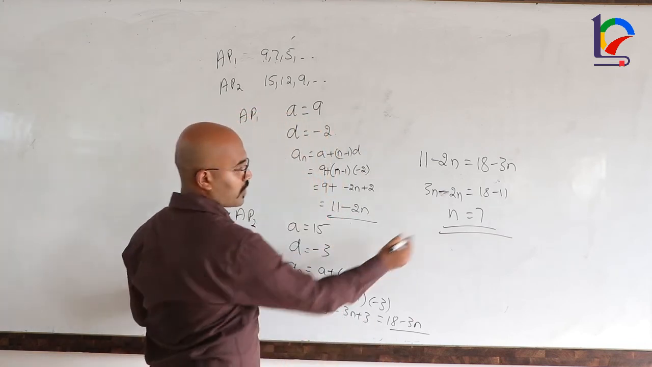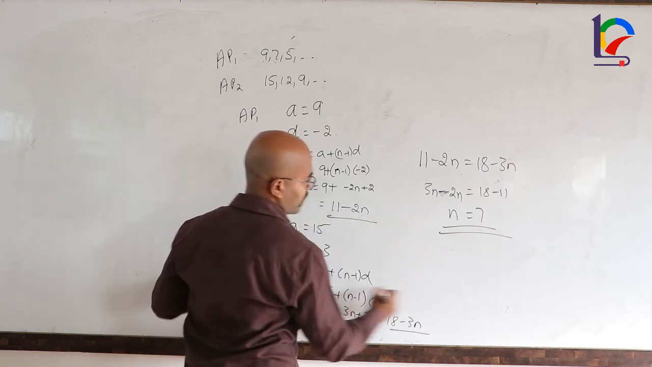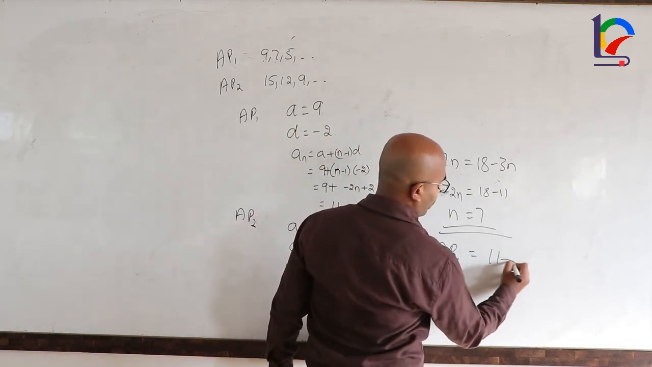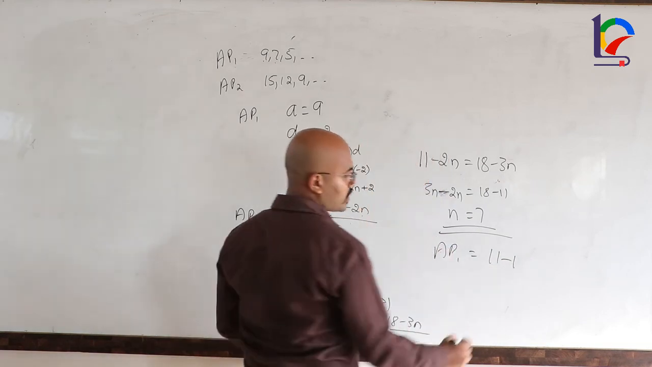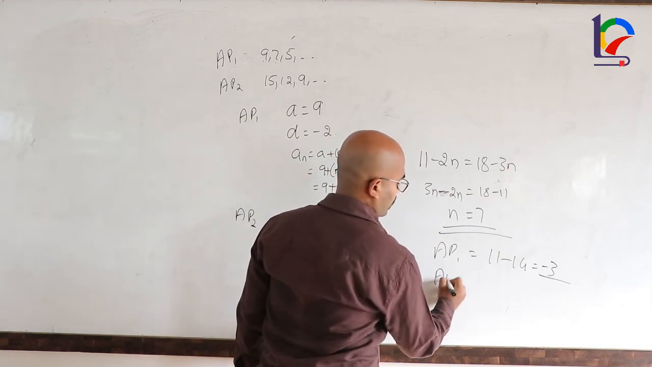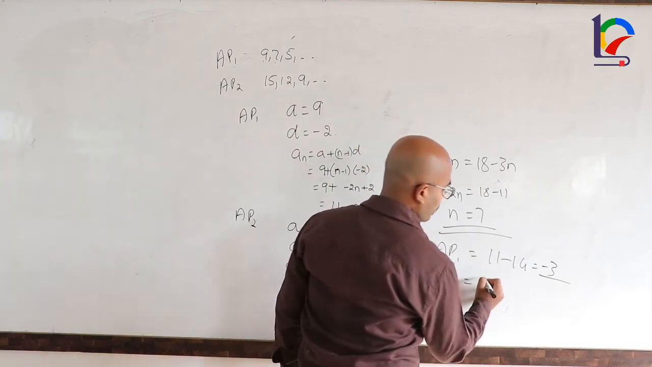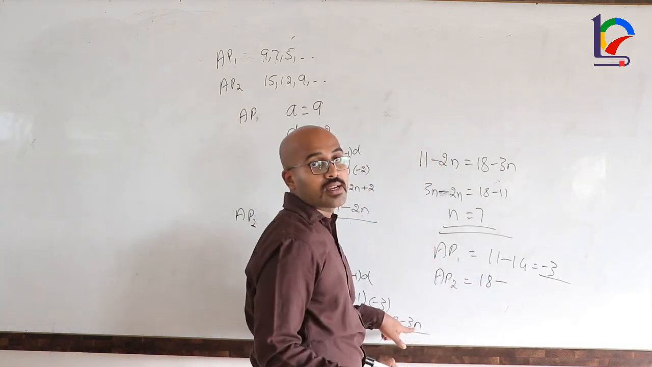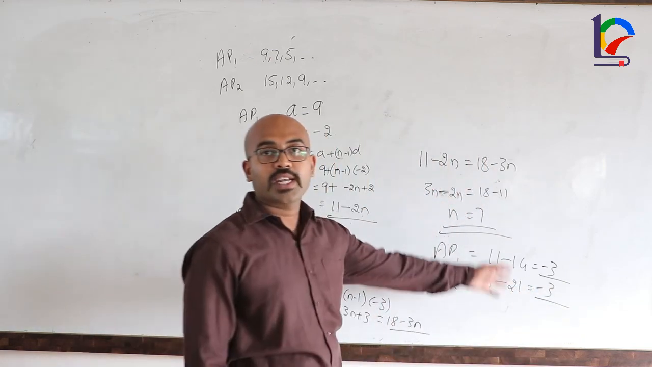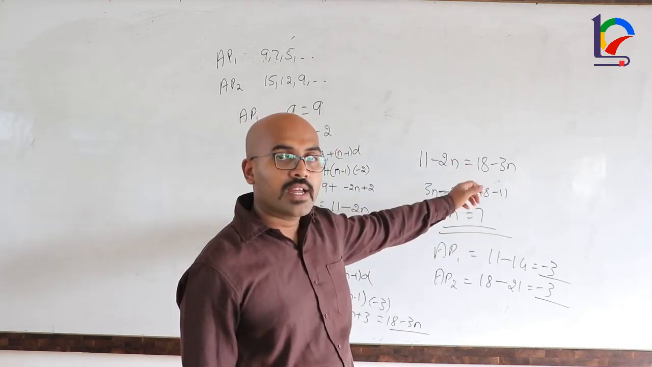When you substitute n as 7, in the first AP, the seventh term is 11 minus 2 into 7, which is 14, so 11 minus 14 is minus 3. Similarly, in the second AP, the seventh term is 18 minus 3n. So 18 minus 3 sevens, which is 21, gives minus 3. So in both the cases, the nth terms are the same. Hence, this is the way you can solve this.